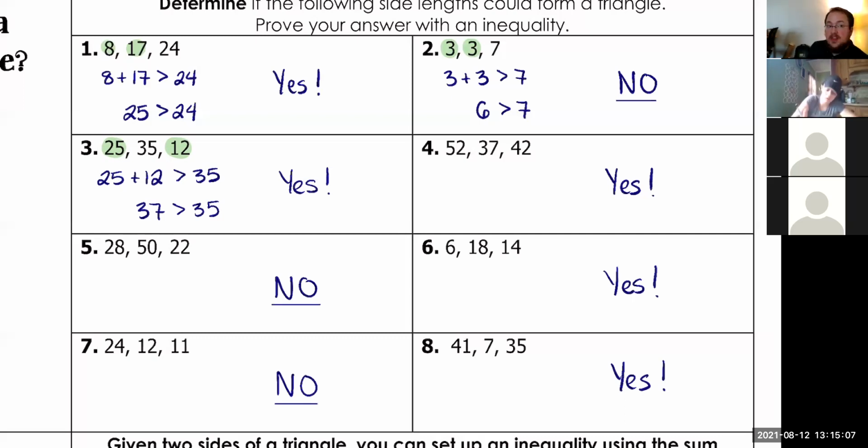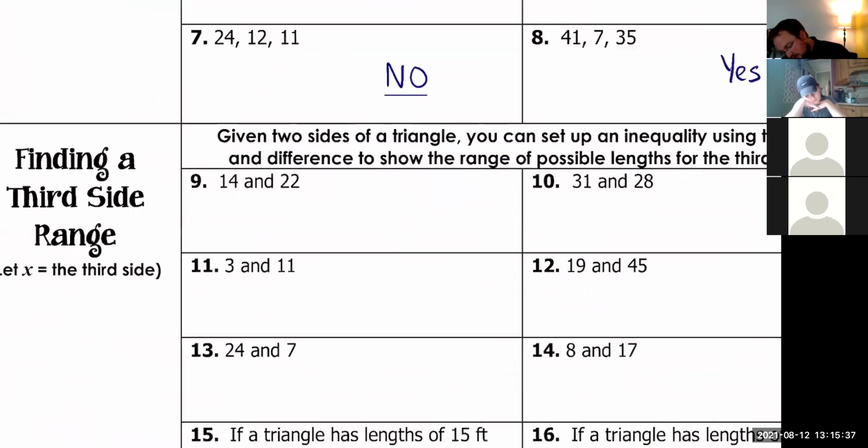Now, that process is really handy if you already have three potential sides. You can test them out very quickly. What if I have two sides and I want to know all the possible lengths that I could use for the third side and still be able to make a triangle? Because it's not just one and only one answer. There's actually a variety for that situation. So we're going to see that on the next part.